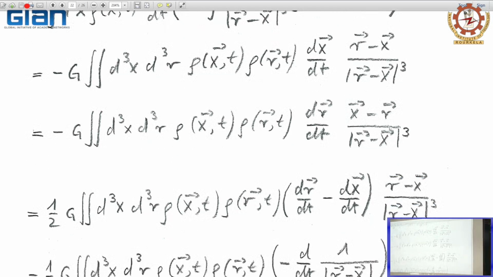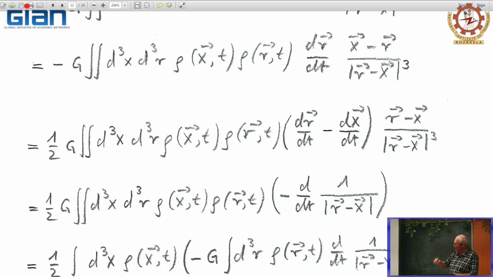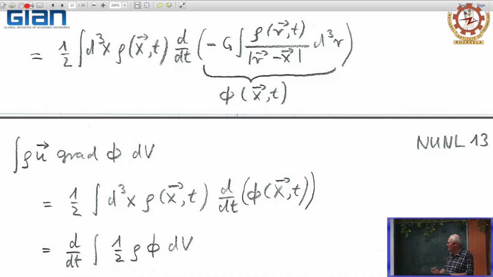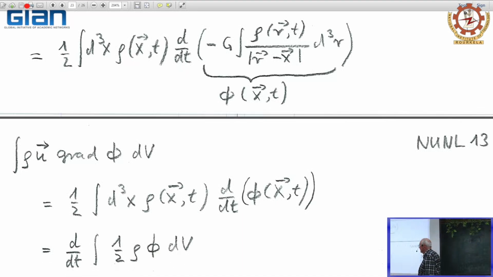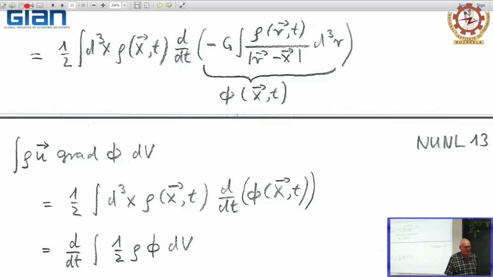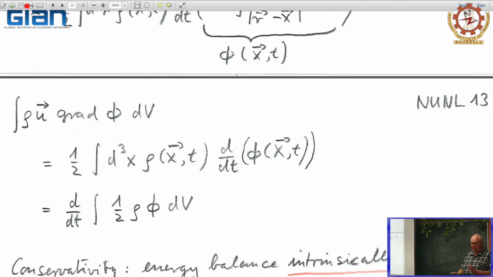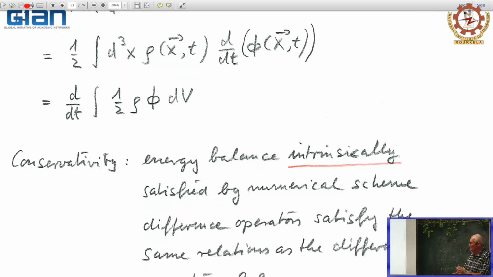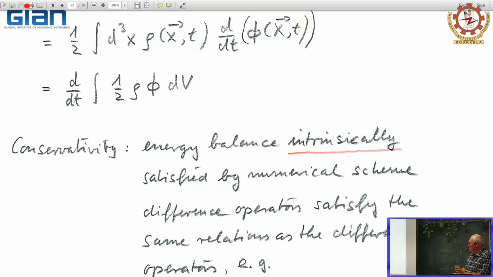Finally, we can go back and end up with the following form of rho times u times grad phi, which is then found to be 1/2 d by dt of rho times phi. This is the gravitational energy for the case of an internal gravitational potential. Now, conservativity requires energy balance intrinsically, and it needs to be satisfied by a numerical scheme.